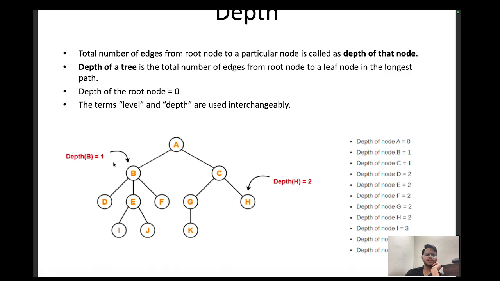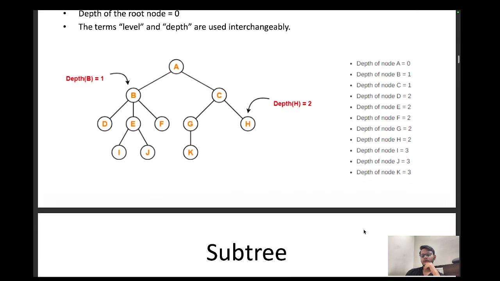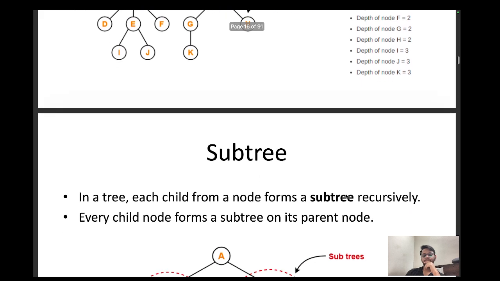If we take node B, then you can see that we are moving from A to B with one single edge, so the depth of node B is 1. Depth of node C is 1. Depth from root A to E will be 2. Now, the depth of K from A will be 3. It is very much obvious that it is 3.